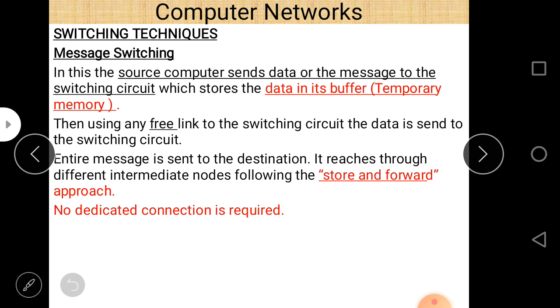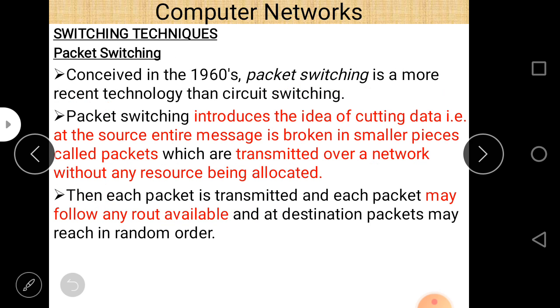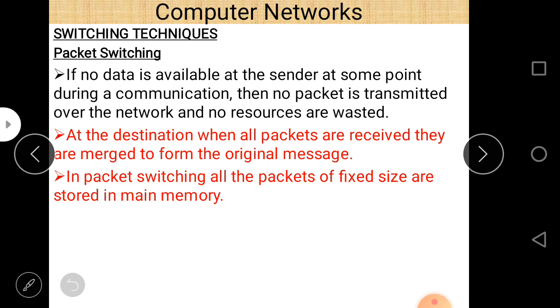In message switching, we follow the data store and forward approach, and no dedicated connection is required. And in packet switching, data is divided into different pieces called packets, and these packets are of equal size and they may follow any available route. At the destination point, all packets are merged to form the original message. So these are the three different types of switching. It may be asked in the examination what the different types of switching techniques are.